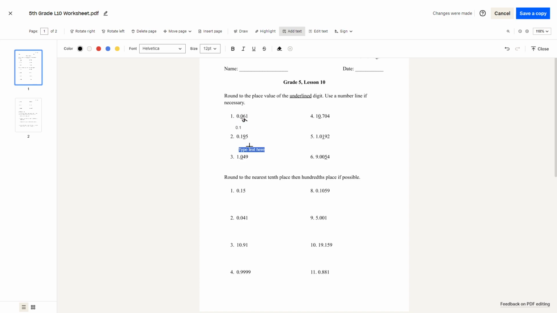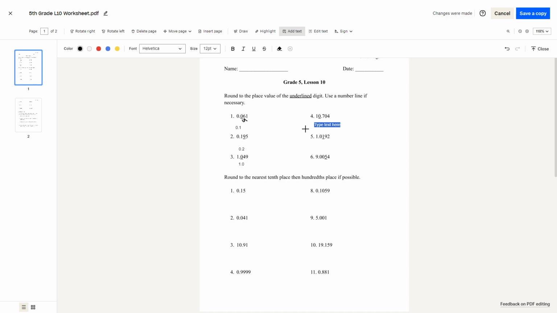For this number, the number before the underlined digit is a 5. And since it's a 5, we round up, making this 0.2. Number 3. Number before the underlined digit is a 4. We don't change anything. Your answer will be 1.0 or 1. Anything works. Question number 4.